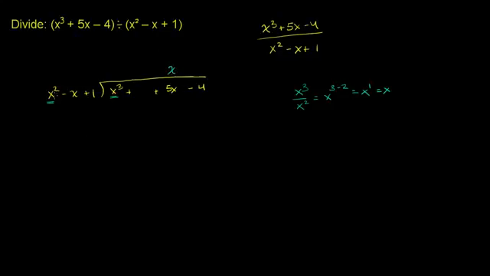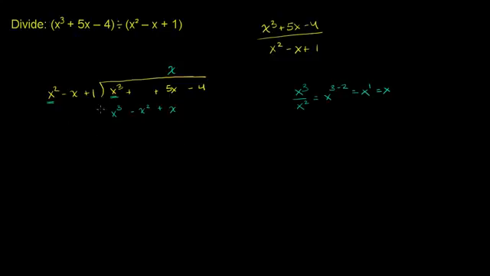And we multiply x times this entire thing. X times x squared is x to the third. X times negative x is negative x squared. X times 1 is positive x. And now we want to subtract this whole expression from that whole expression. And that's the same thing as adding the opposite, or multiplying each of these terms by negative 1 and then adding it to these terms.